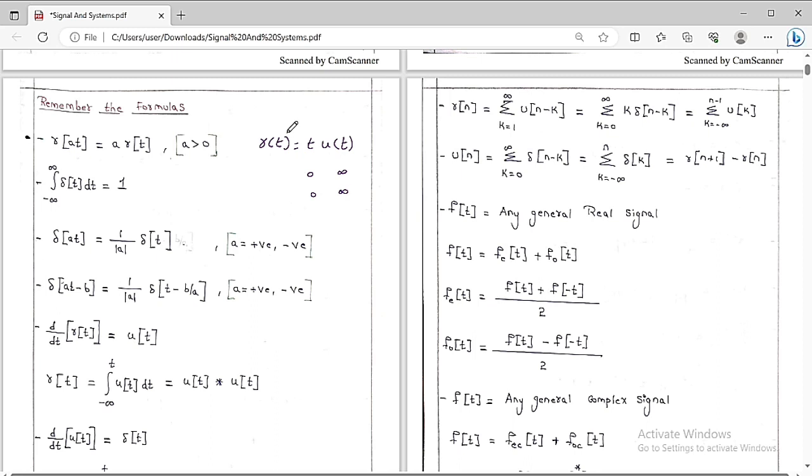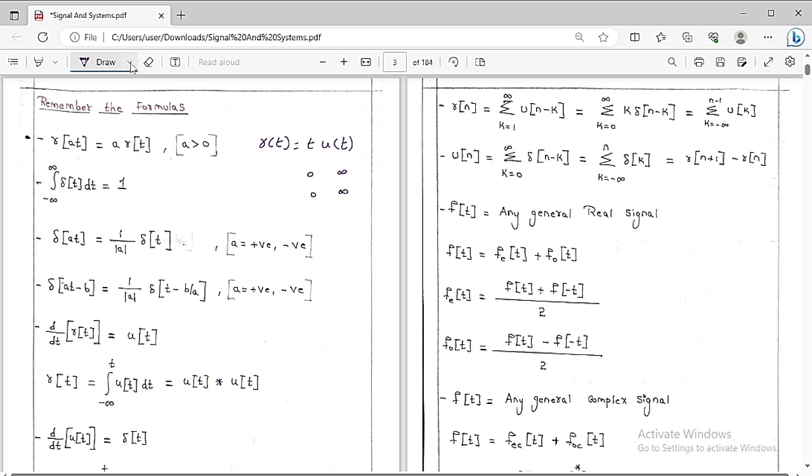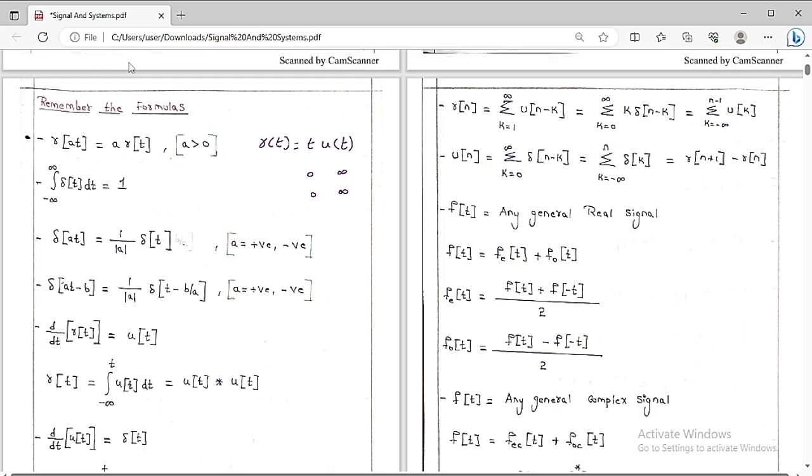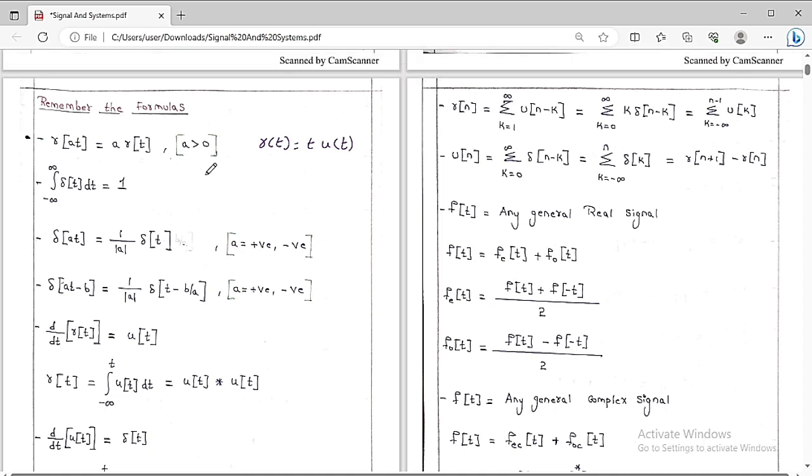So the integral of T times U of T is again R of T. This is going to hold only for A greater than 0, but not for A less than 0. A less than 0 is not the case that we are going to discuss. Only for A greater than 0 is this going to hold. So therefore, R of AT is equal to A times R of T, and it holds only for A greater than 0.